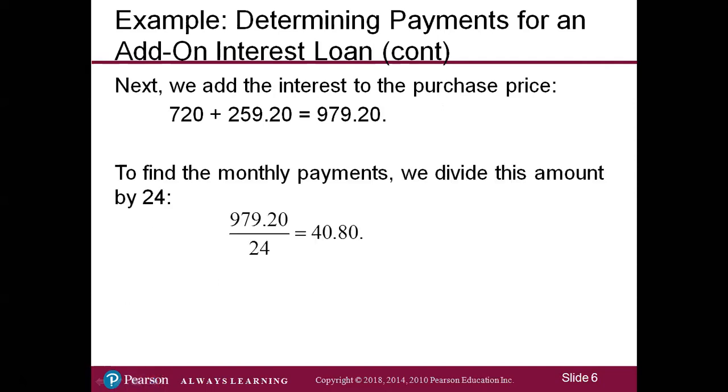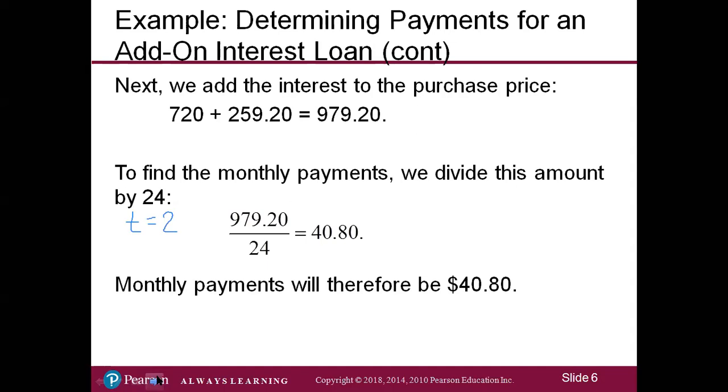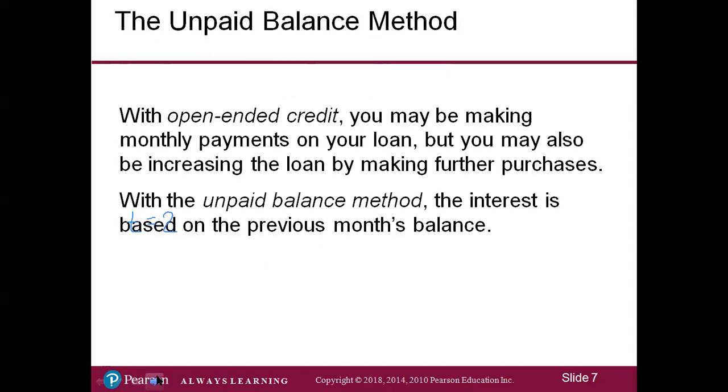$979.20. To find the monthly payments, we divide this amount by 24 because 2 years is 24 months. $979.20 divided by 24 months is $40.80 a month. Monthly payments will therefore be $40.80.